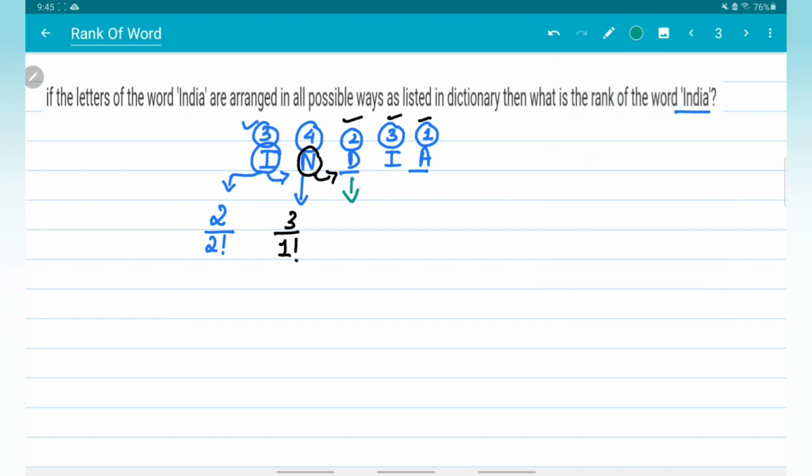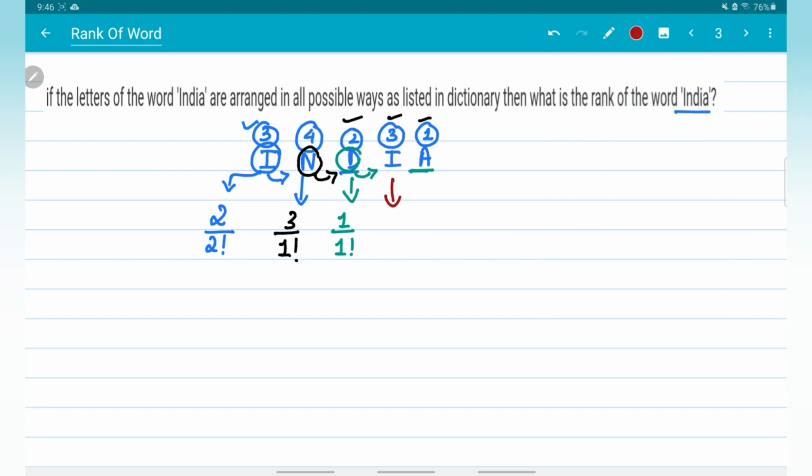Now check for D. If you see, D has got the number 2. So only one letter is there that has got a number less than 2. So I'm going to write here 1. Now 1 divided by any repetition, including D, and on the right side there's no repetition. So I'm going to say divided by 1 factorial if there's no repetition.